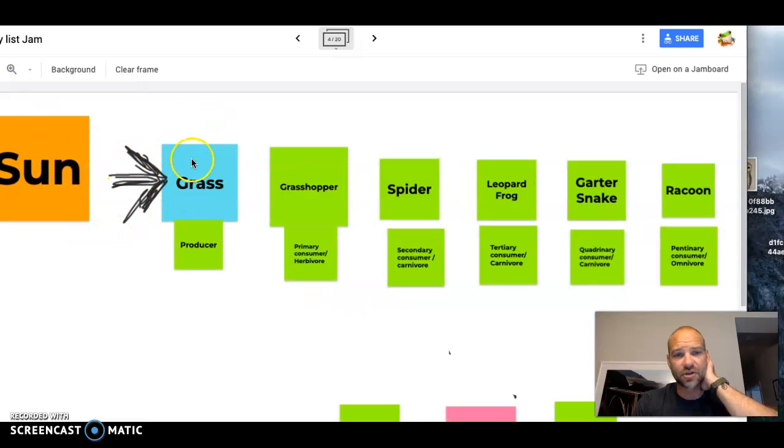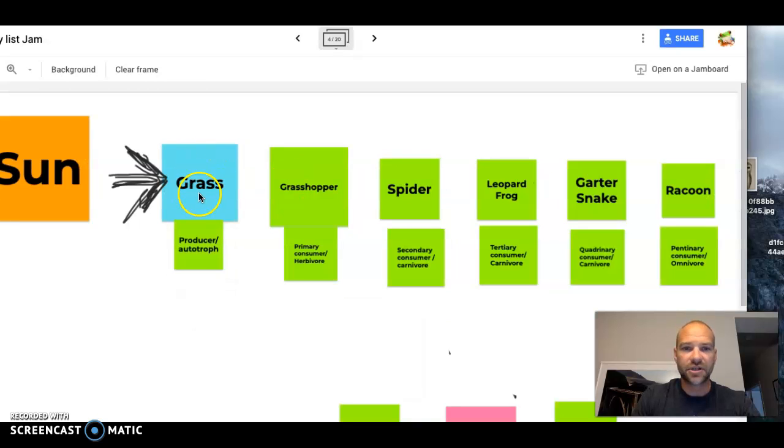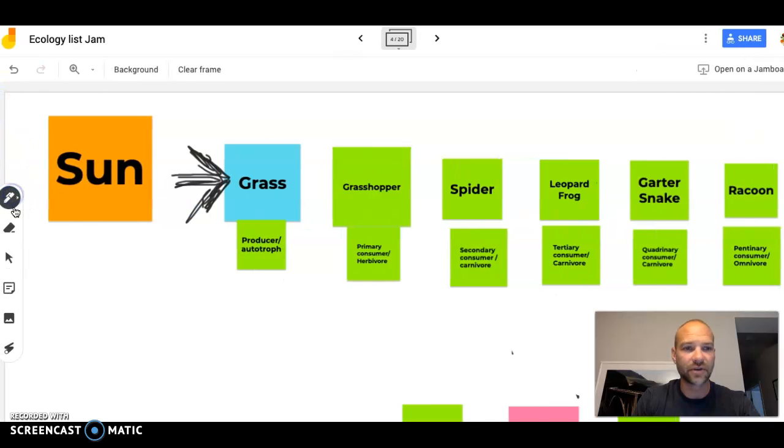Sun gives its energy to grass. It's known as a producer. The other word for that is an autotroph, right? Okay. And then that energy is given to a grasshopper because a grasshopper eats it. So you should probably draw an arrow. I'm not going to do that with every one of these, but the arrow goes from the grass to the grasshopper because that's the way the energy goes.